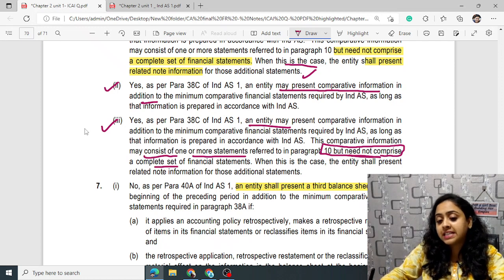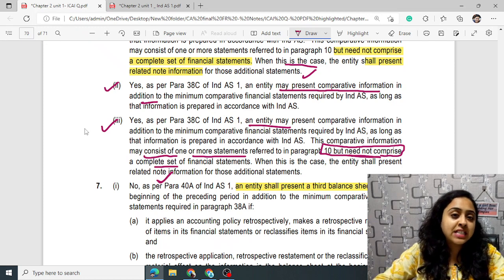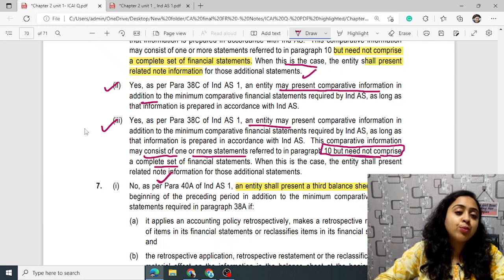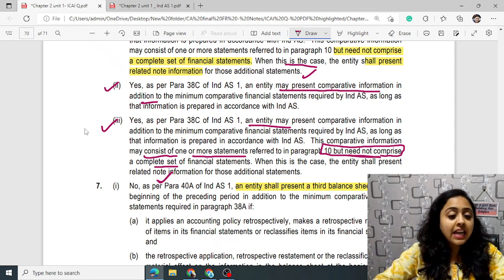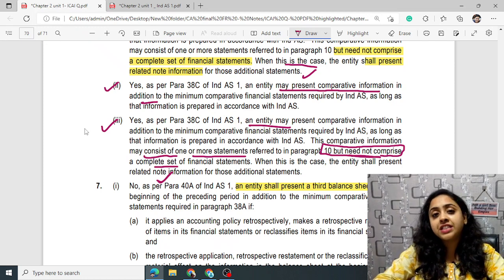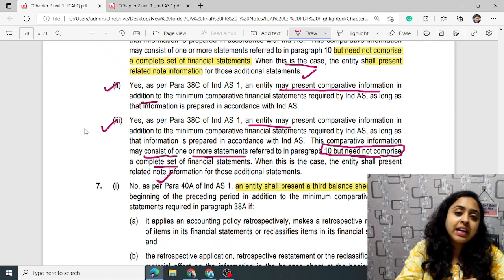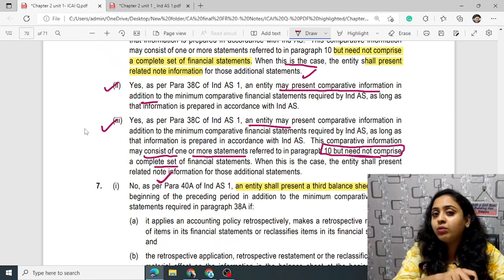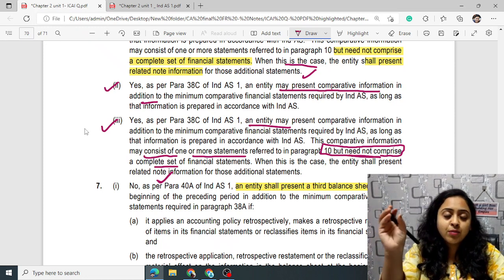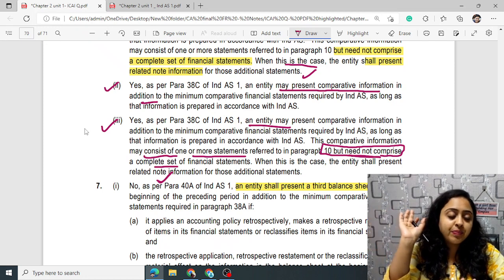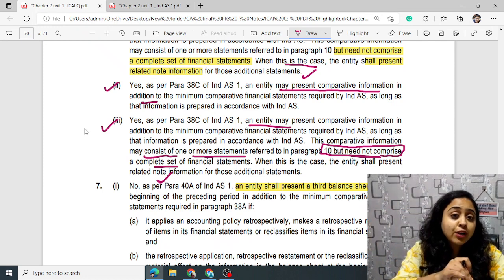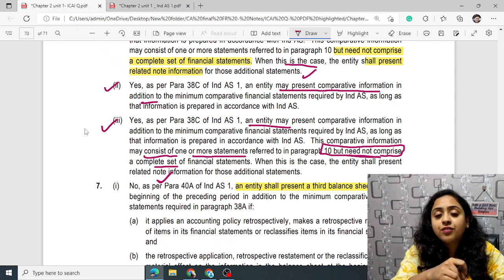When this is the case, the entity shall present a note. If it is not providing a complete set of financial statements in any case, then they have to provide a note for the same. If you want to provide any sort of additional information, you can provide. It is permitted. You can provide additional information in addition to the minimum information that you are presenting. That information must be compliant with Ind AS, and the additional information must not be a complete set of financial statements.